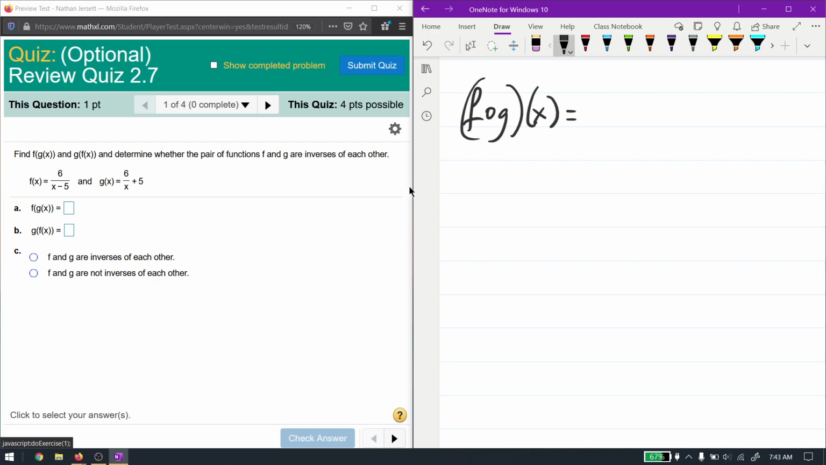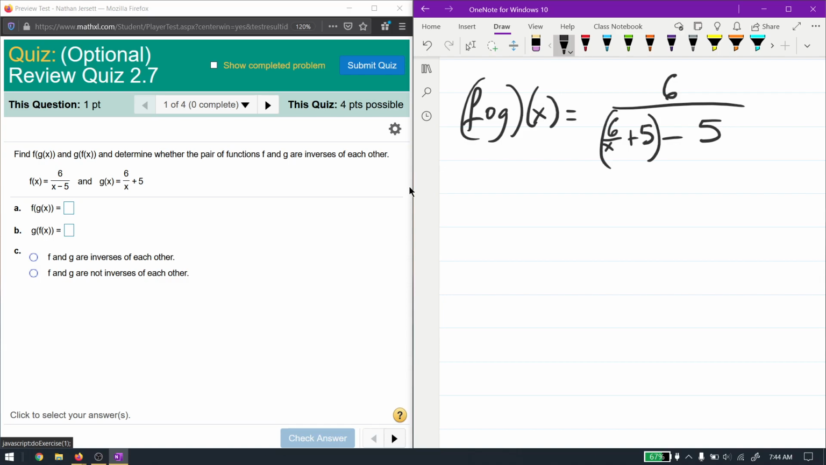So I'm going to take g of x and plug it into f of x. So f of x is 6 over x minus 5. And then instead of writing the x, we're going to plug g of x into there. So 6 over x plus 5, that's g of x, plugged into f of x.